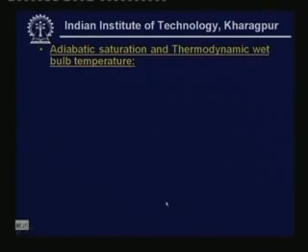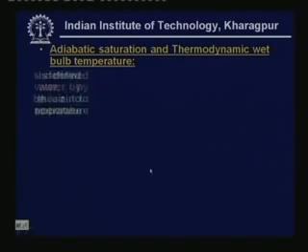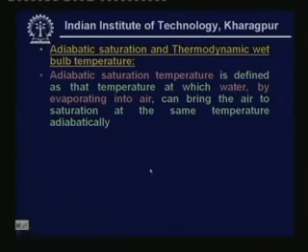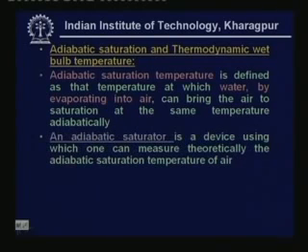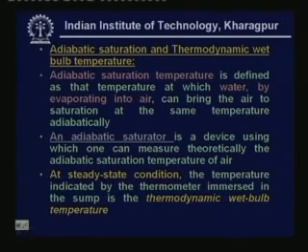Now, let us look at another concept, that is thermodynamic wet bulb temperature and the process of adiabatic saturation. Adiabatic saturation temperature is defined as that temperature at which water by evaporating into air can bring the air to saturation at the same temperature adiabatically. An adiabatic saturator is a device using which one can measure theoretically the adiabatic saturation temperature of air. Let me describe this.